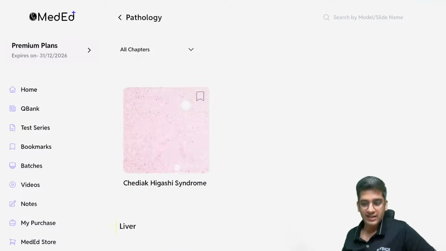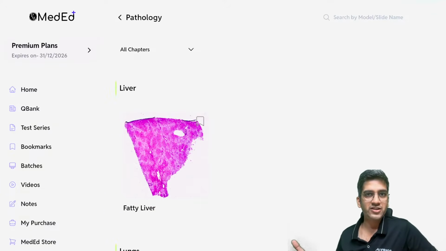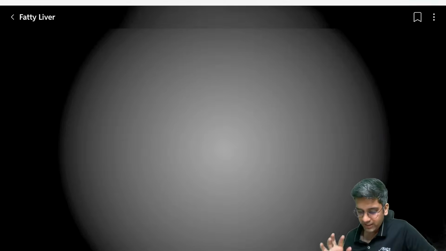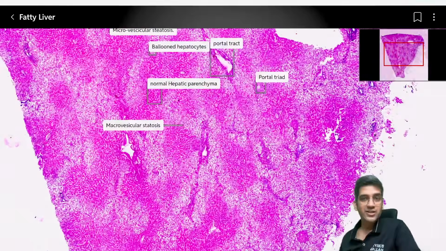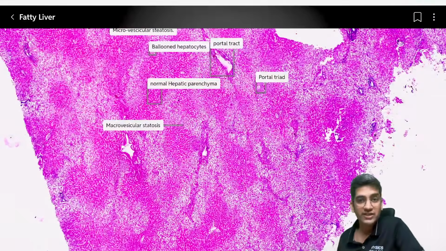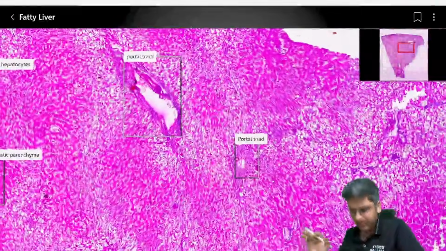Because fat is clear. Everyone knows that. What if fatty changes are in the heart or kidney? How do you identify the liver? If someone asks, like me, irritating you, how do you identify the liver? Simple. Liver will have portal triad.